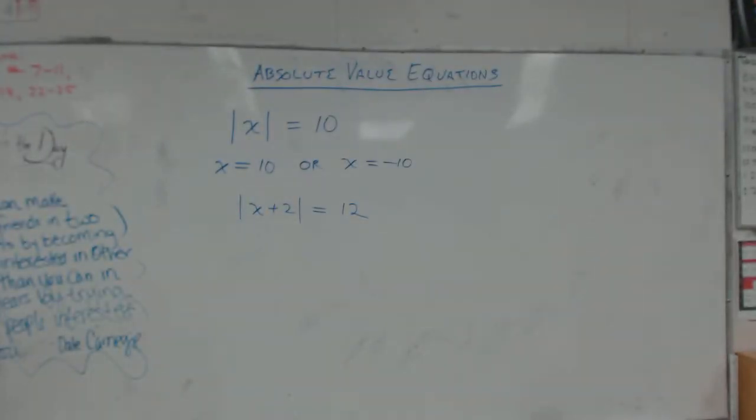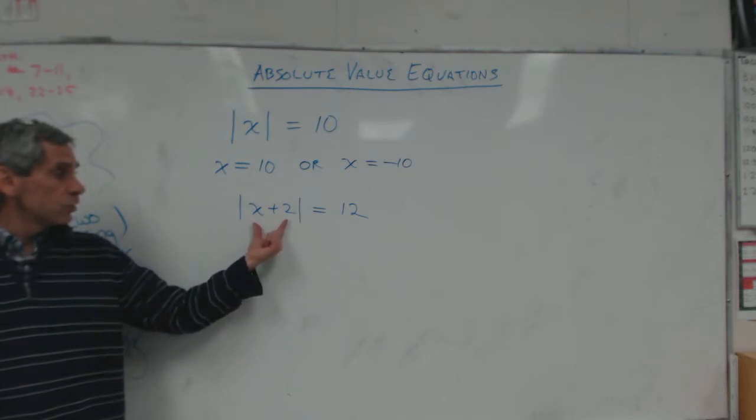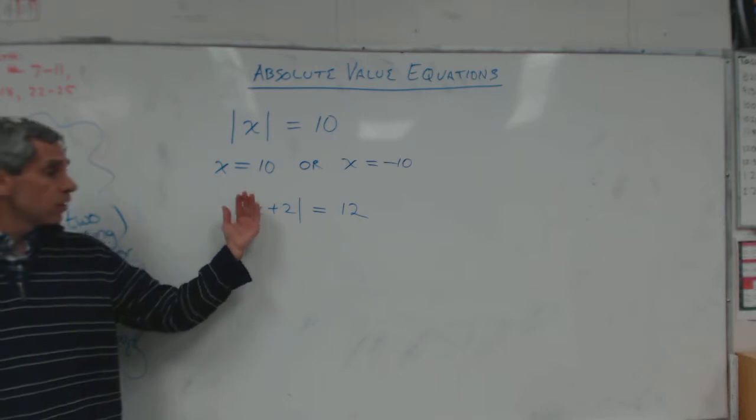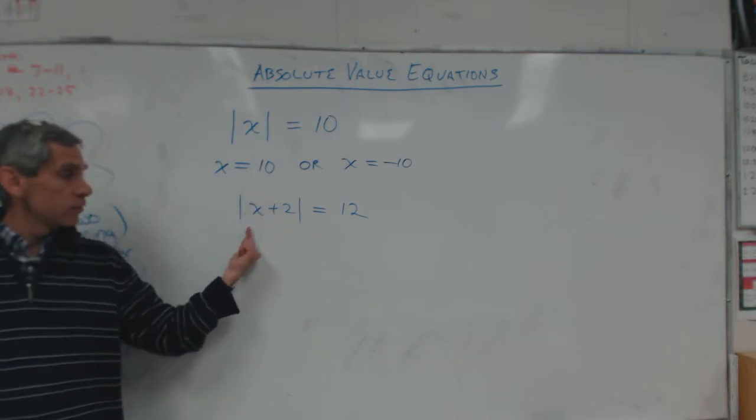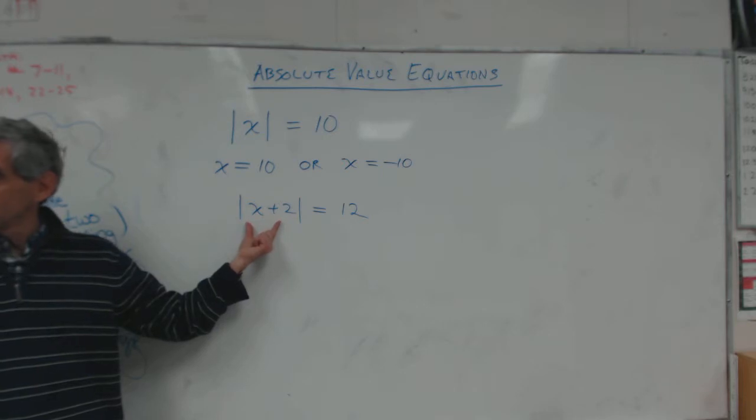Okay? Then the absolute value would be 10. Do you guys all agree with me that x plus 2, the value inside those absolute values, could either be a positive 12 or a negative 12? Don't you agree with me?